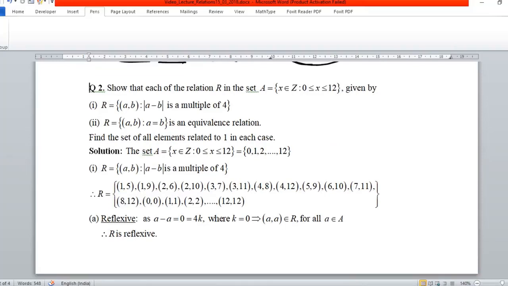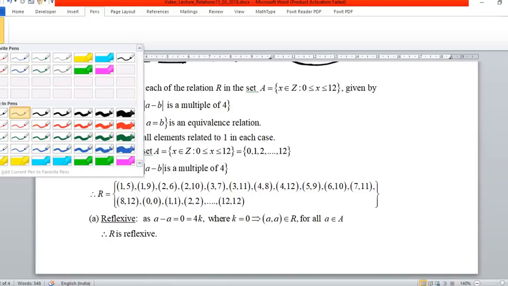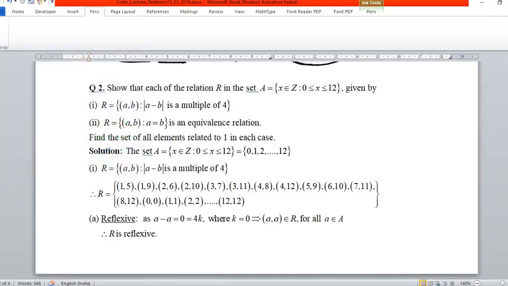Show that each of the relations R in the set A. Set A is the set containing x such that x is an integer and x is greater than or equal to 0 and less than or equal to 12. So we are dealing with whole numbers starting from 0 to 12. So set A contains 0, 1, 2, 3, 4 until 12. So this is my set A.